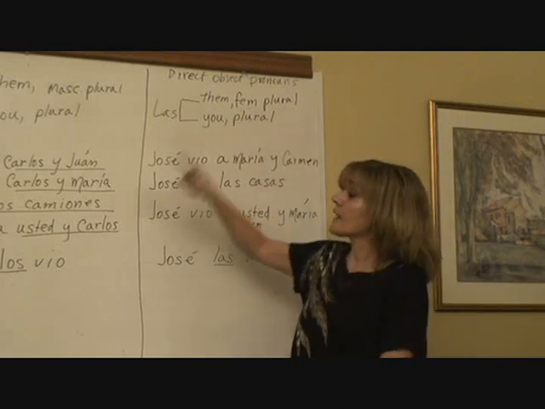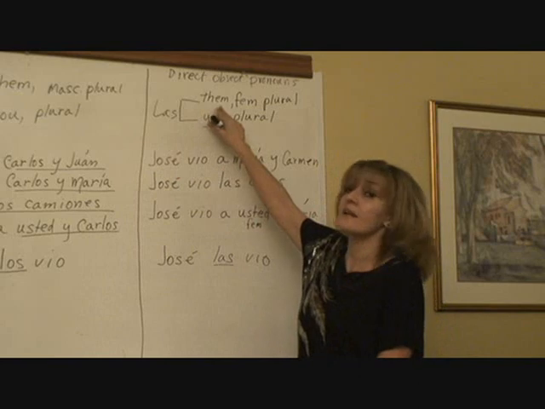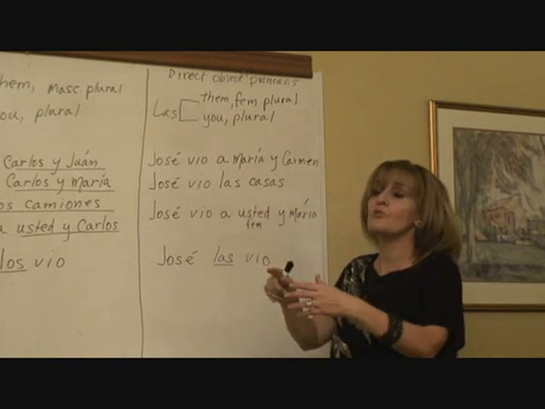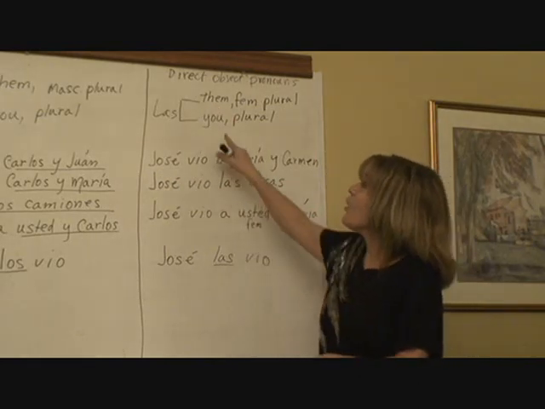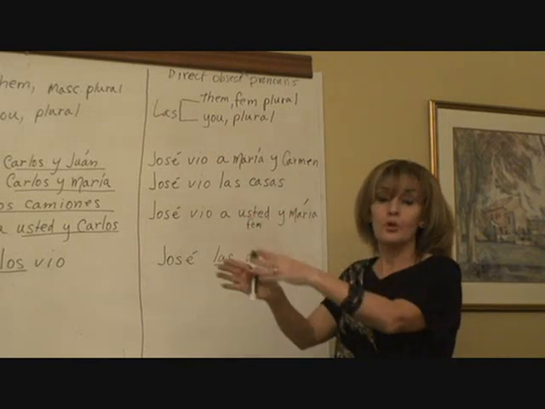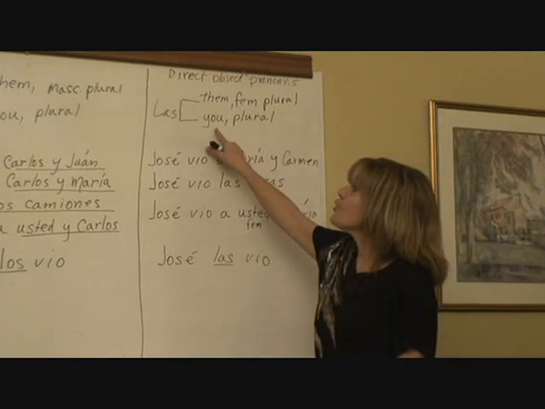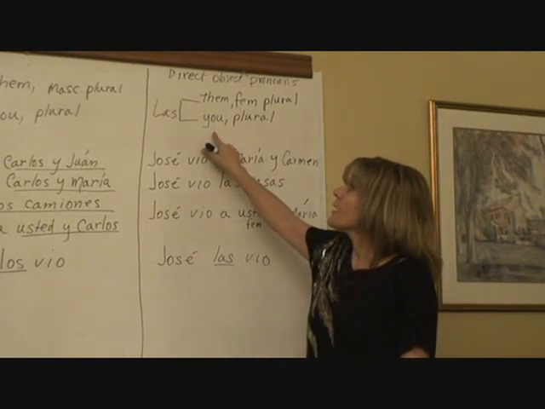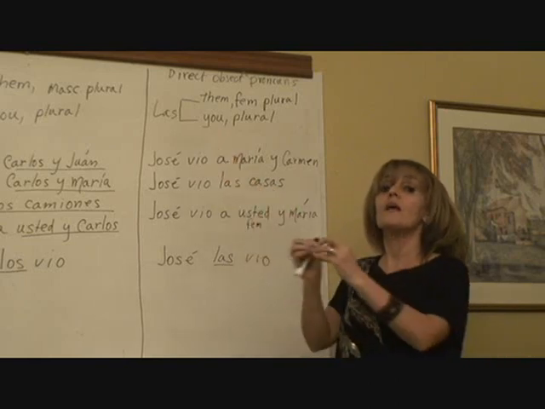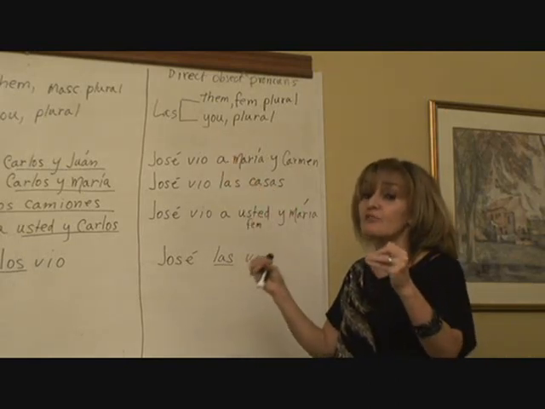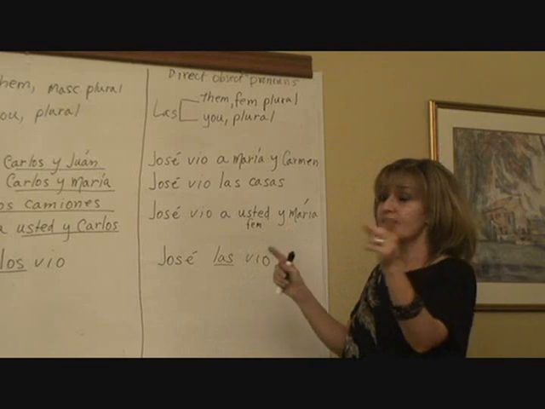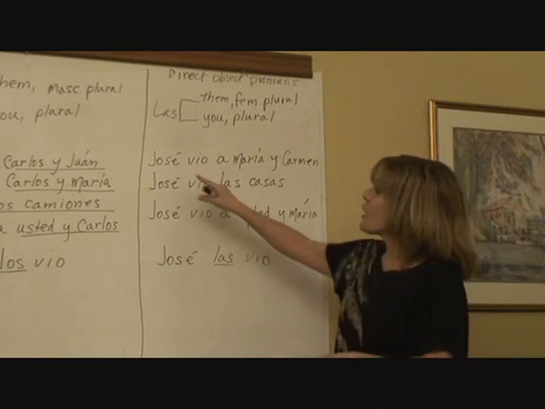Also, it could be things, like camión. We saw camiones. This them refers to people or things. Or you, plural. This you, plural, however, has to be all females. That's why you use las. And we'll see the examples.